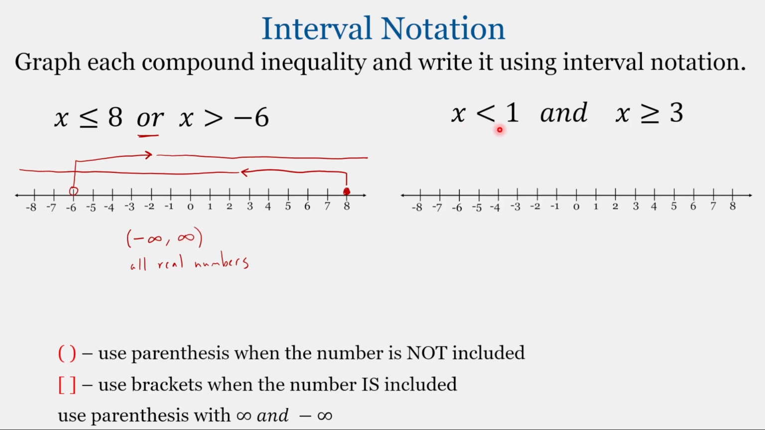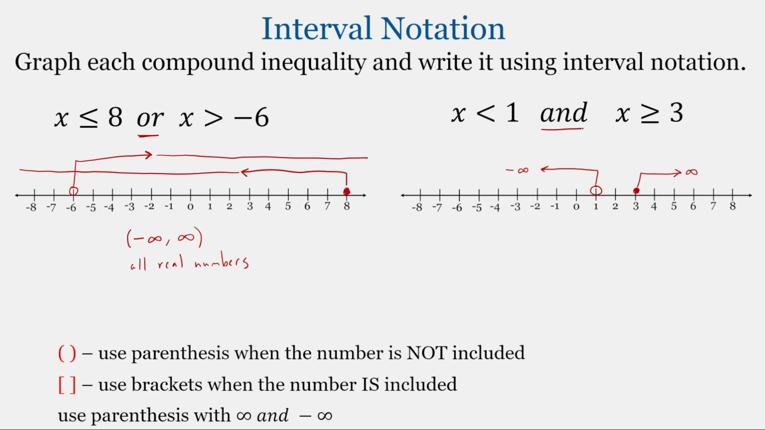Now let's look at x less than 1 and x greater than or equal to 3. We'll start by graphing it. So at less than 1, we're going to have an open circle. And then these are going to extend all the way to negative infinity. Next, we have x greater than or equal to 3. We have a closed circle at 3. And then all numbers greater than 3. So this is going to extend all the way to the right to positive infinity.